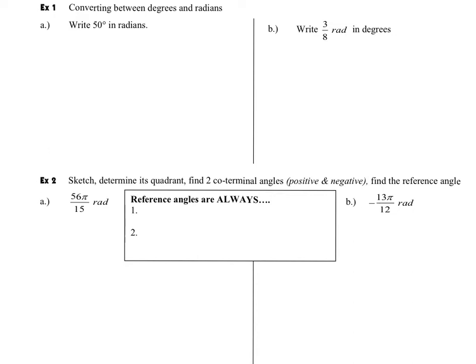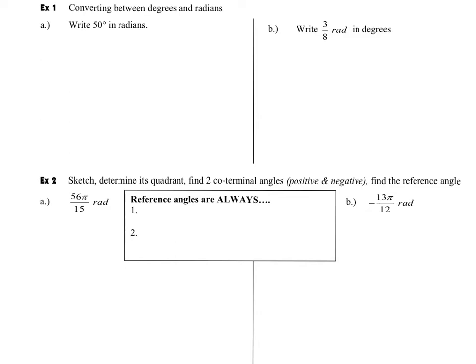In this video, we are going to look at two major things, the first being converting back and forth between degrees and radians, and then the second one is just a background idea that will help with making some bigger connections later in the chapter, and that's about coterminal angles and reference angles. Okay, so let's start here at the top with example one and looking at converting between degrees and radians.